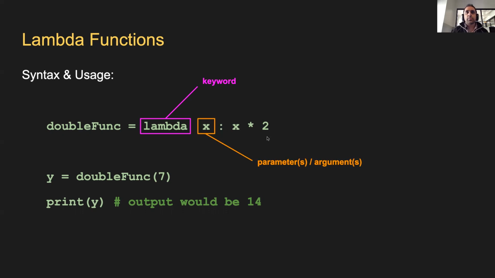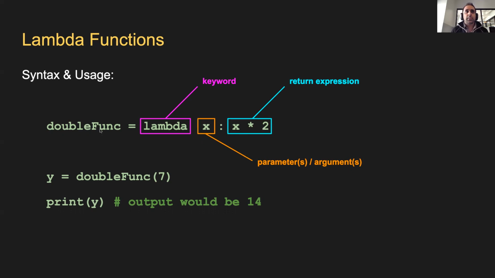And then after it, you have the return expression. Notice there's no return statement here. The lambda function automatically knows that whatever you have here is what you're going to return out of this function. So this lambda function is going to return X times 2, given an input of X.